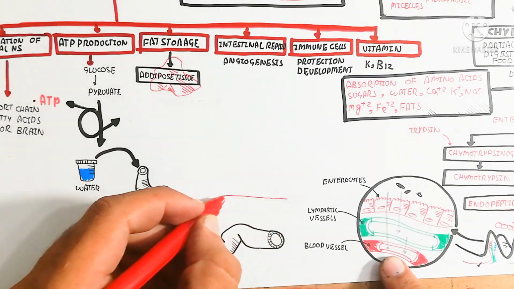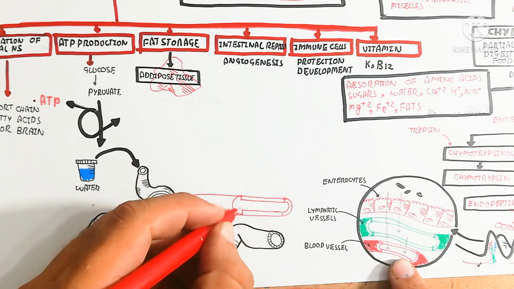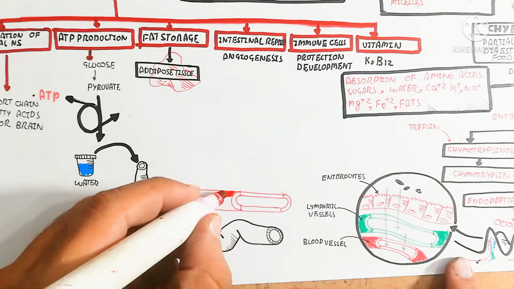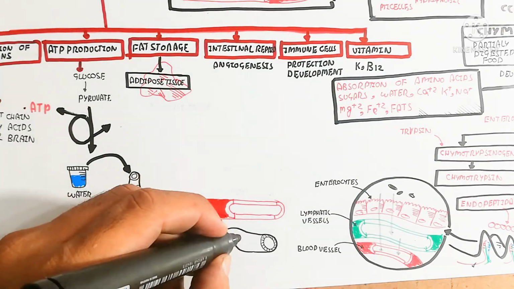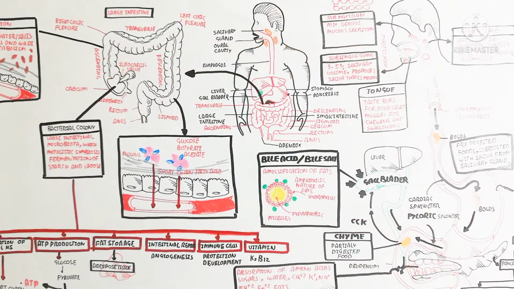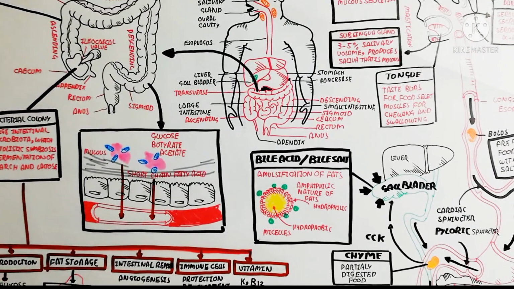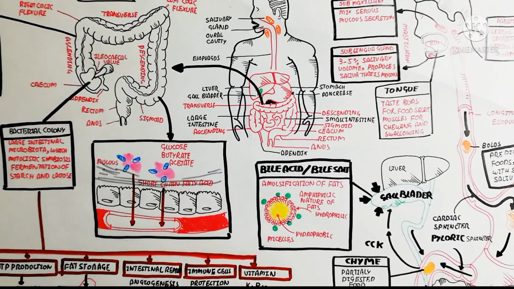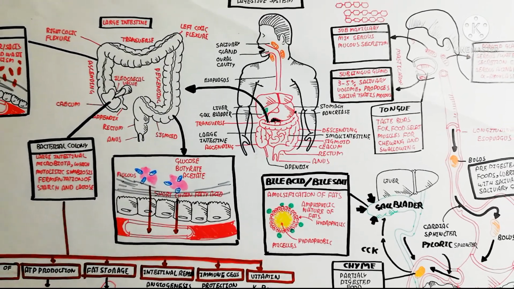Bacteria will produce the vitamins, and the water absorption and mineral absorption are done in the large intestine, but a bit of water is also absorbed in the small intestine, from the duodenum to the jejunum and ileum. So in this way, we have discussed the mechanism of the digestive system.